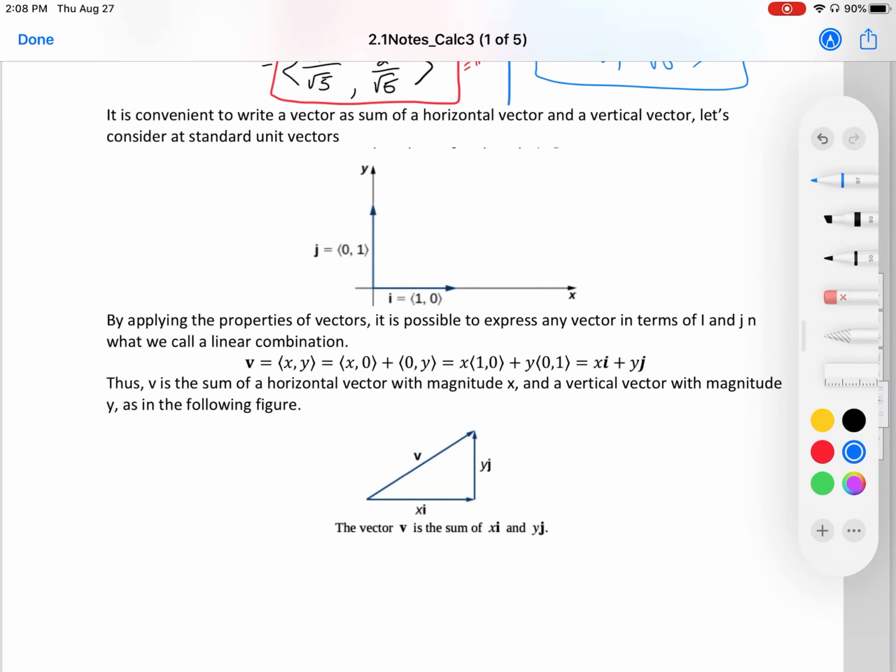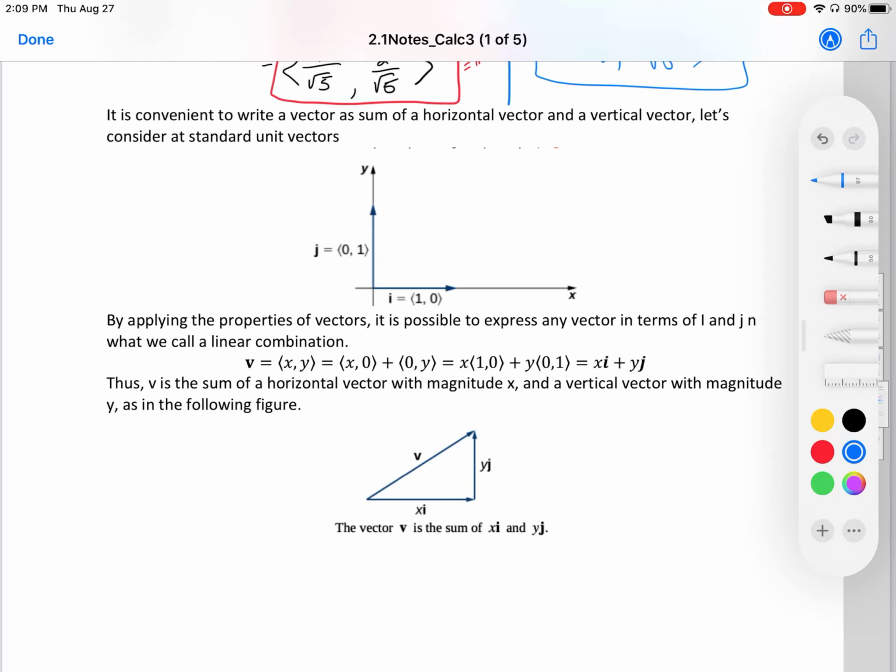Next question. It is convenient to write a vector as a sum of a horizontal vector and a vertical vector. Let's consider the standard unit vectors. So we have j (0, 1) and i (1, 0). By applying the properties of vectors, it is possible to express any vector in terms of i and j, what we call a linear combination. So this is how we can write it.